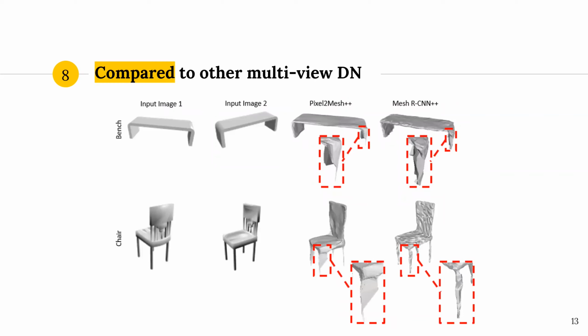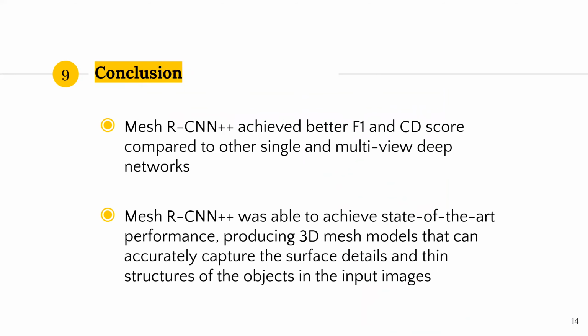Mesh RCNN++ was able to produce 3D mesh models with better thin structures, such as the bench legs and the chair legs that closely resembled the object in the input image. From the experiments, it could be observed that Mesh RCNN++ was able to produce 3D mesh models with much better surface detail and thin structures compared to existing multi-view deep learning shape predictors. In conclusion, Mesh RCNN++ achieved better F1 and chamfer distance scores compared to other single and multi-view deep networks, and was able to achieve state-of-the-art performance, producing 3D mesh models that can accurately capture the surface details and thin structures of the objects in the input images.